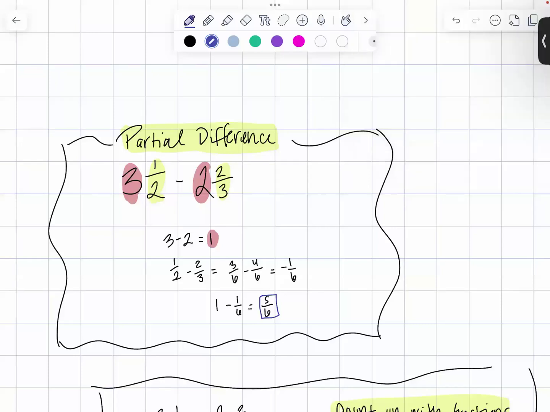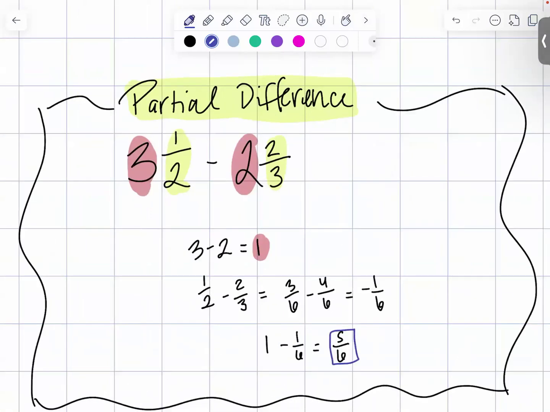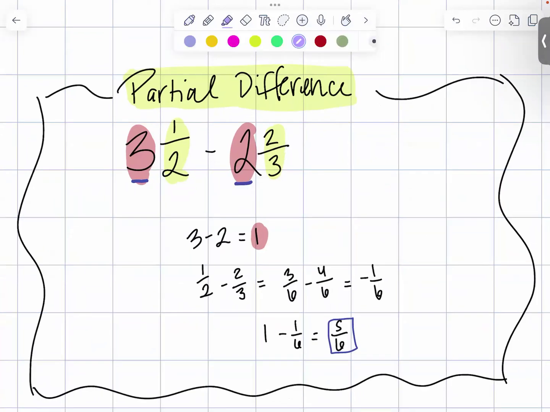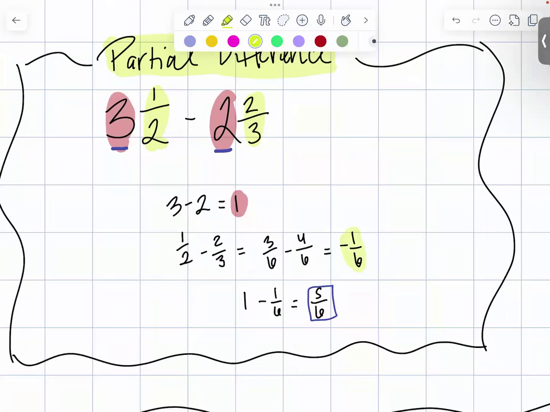For this video, I'm going to explain how you can use the partial difference alternate algorithm for subtracting fractions. You can use this method because first you could start with subtracting the whole numbers. If we start with 3, take away 2, that leaves us with 1. And then we can also go to the fractional parts, and then we can subtract those. That would be leaving us with -1/6.